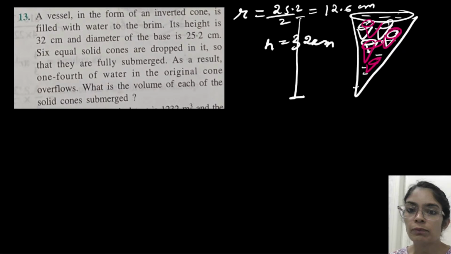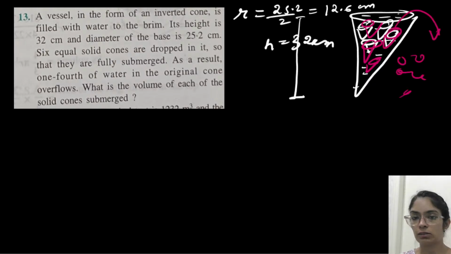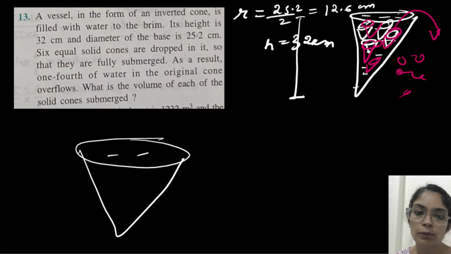So what happened when six cones are dropped into that? 1/4 of the water flowed out. So what is the volume of each cone submerged? I hope you have understood the question. Once again, I just repeat. One cone is there, it's an inverted cone, filled with water up to its brim.